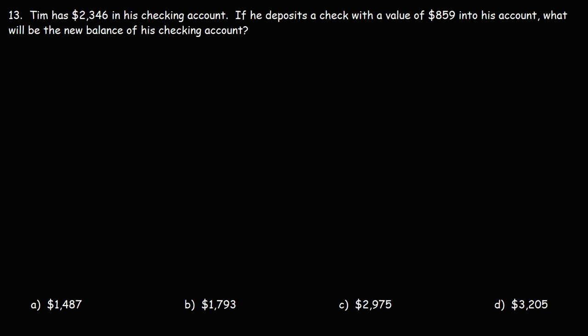addition. Whenever you make a withdrawal from your account, the value will decrease, so you're dealing with subtraction. Therefore, for this problem, we need to add $2,346 with $859.